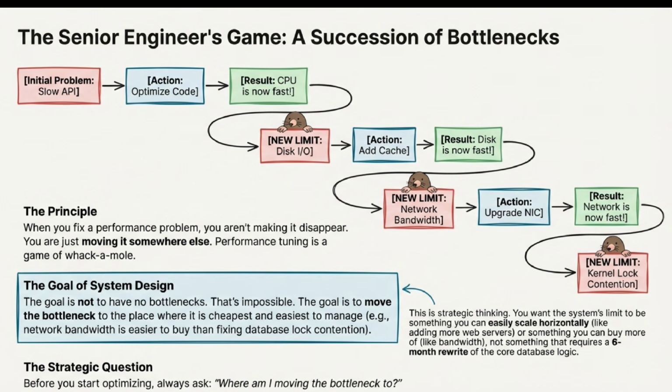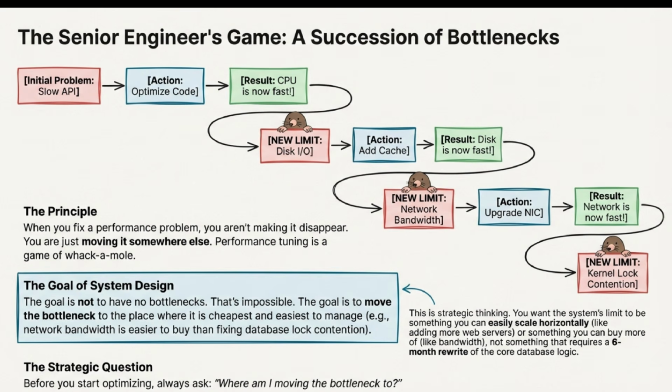You add a cache to solve the disk I/O. Now the disk is fast, but the API is slow again. Why? Because the cache is so fast that you're now saturating the network bandwidth of your network card. You upgrade to a 10 Gbps network card. Now the network is fast, but the API is slow. Why? Because you've reached the limit of lock contention in your kernel because so many threads are trying to use that fast network card at once. This is the succession of bottlenecks.